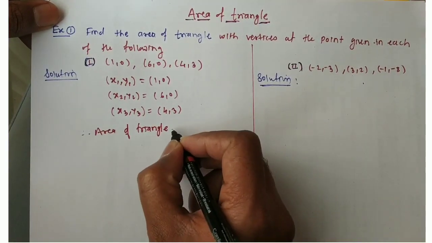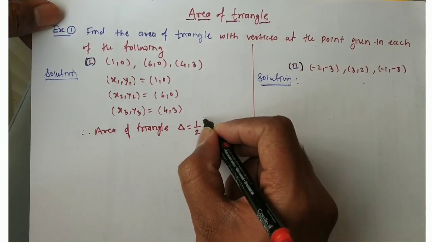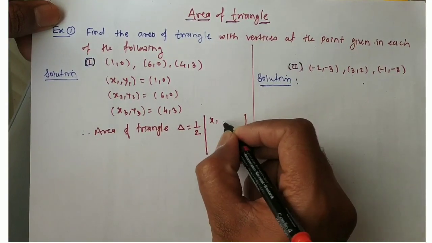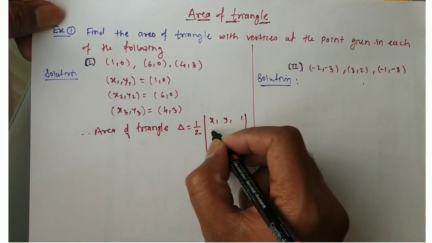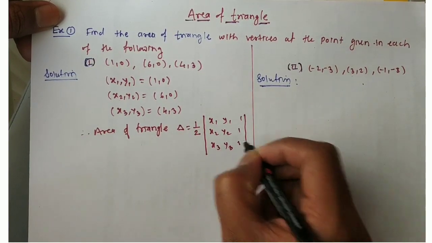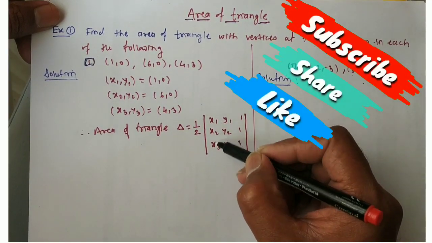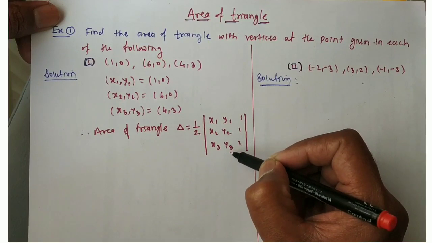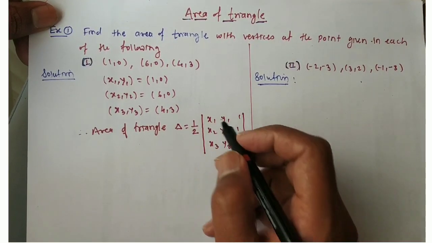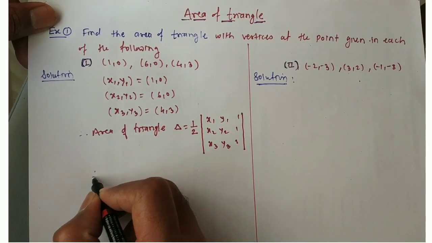The area of the triangle we denote by the letter del, and the formula is 1 by 2 times the determinant of x1 y1 1, x2 y2 1, x3 y3 1. So this is the formula. How to remember it? Write x1 x2 x3 as the first column, y1 y2 y3 as the second, and the third column is 1 1 1, and multiply by 1 by 2. This is the formula for the area of a triangle. Now we will substitute all the values.